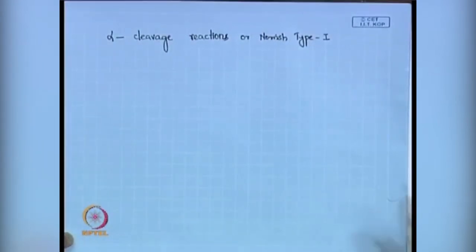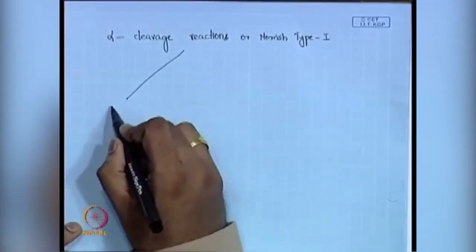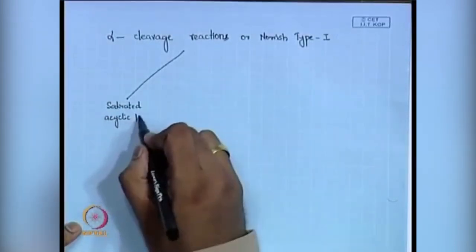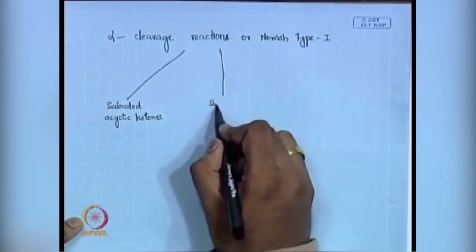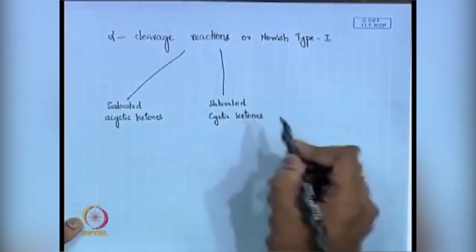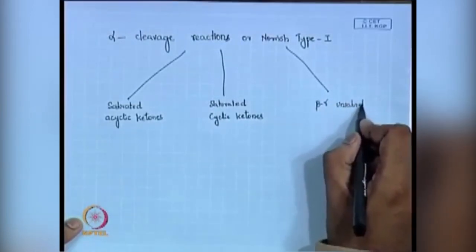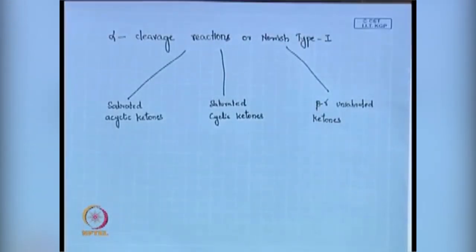Basically, there are 3 types of ketones in which you can observe this reaction. One, you can see it in saturated acyclic ketones, where you can see alpha cleavage reaction taking place. Another, you can see it in saturated cyclic ketones. Then you can observe it in beta gamma unsaturated ketones. So, these 3 ketones undergo this photo decarbonylization reaction, or you call it a Norrish type 1 process.